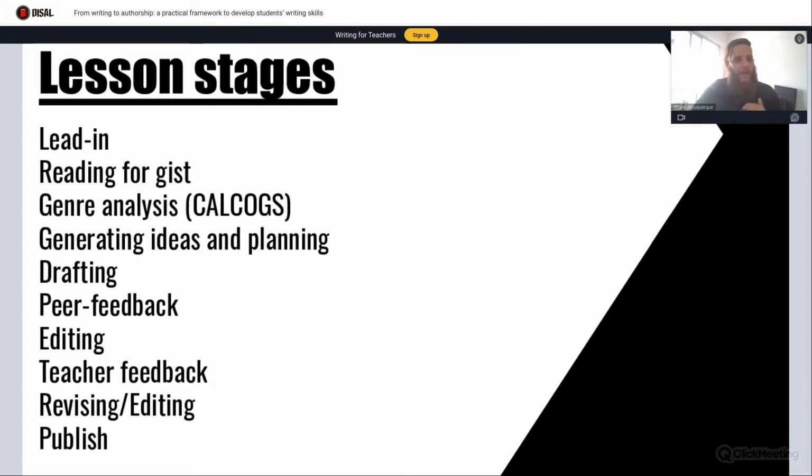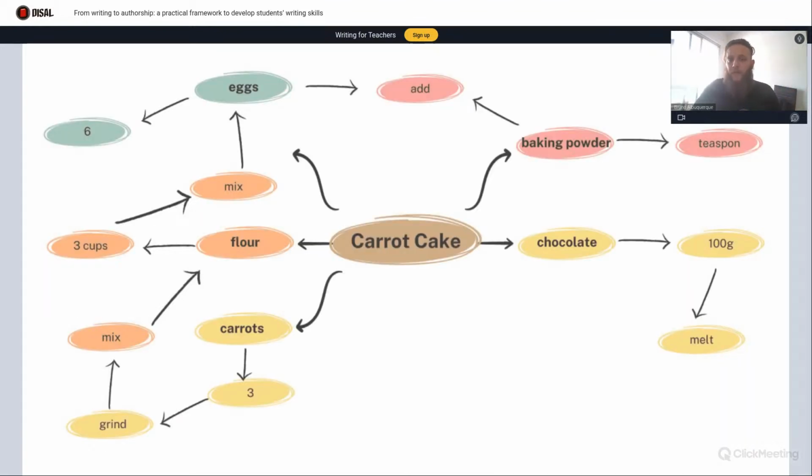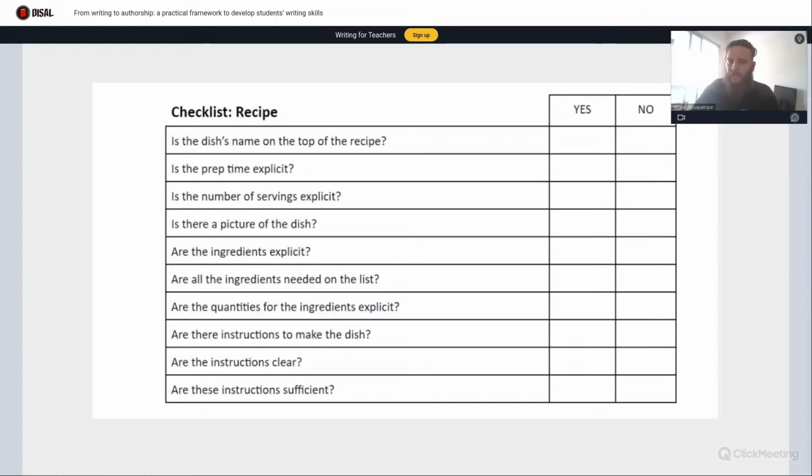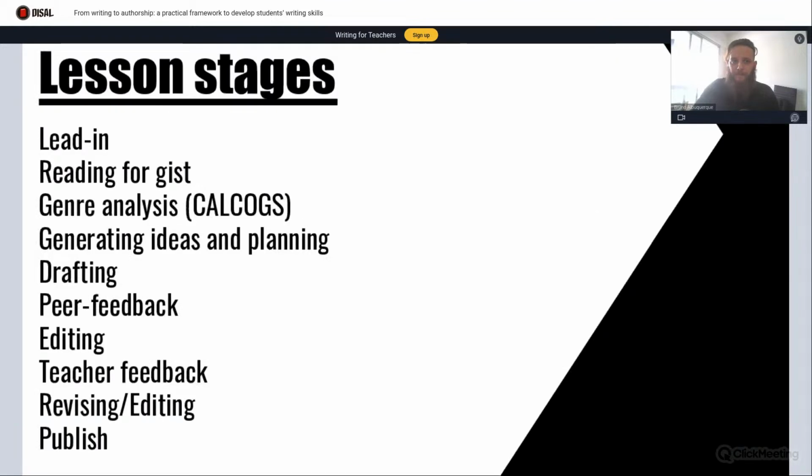We had a moment to generate ideas and plan with the mind map. We had the first draft based on a checklist. After they wrote their first draft, they got peer feedback from each other. And then at home, they edited the text, got feedback from the teacher, revised or edited their texts, and then published in a blog that they created for the group.